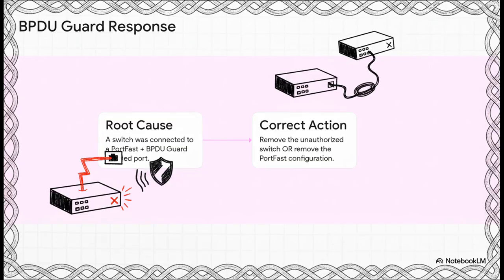So what's the real cause? It's a simple policy violation. You have a rule on that port that says, this port is for end-user devices only, like computers or phones. No switches allowed. The moment it sees a BPDU packet, which is spanning tree's hello message from another switch, it slams the door shut to prevent a potential loop. The fix is easy. Unplug the switch that doesn't belong there.